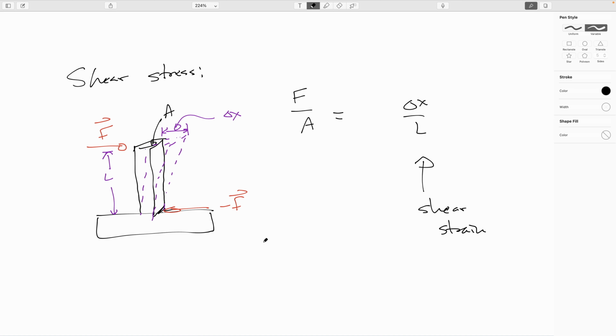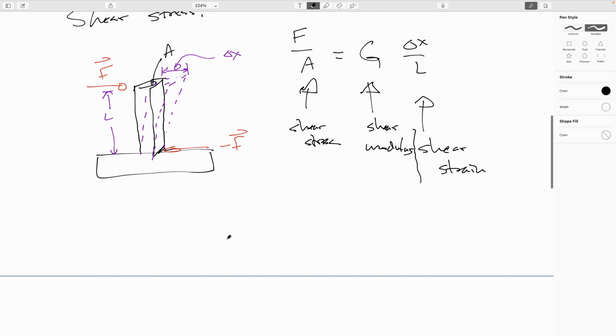And why does that work? Well, here, let me fill in the modulus. So this is my shear stress. And then this gets called the shear modulus. So now why does it still work that way?